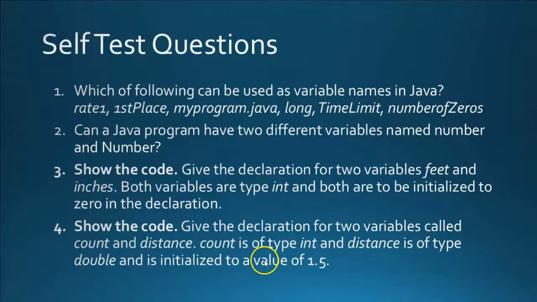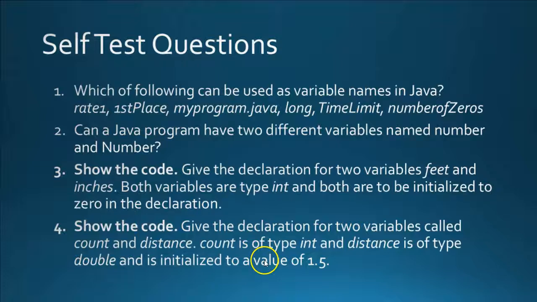All right, we've made it to the self-test questions. So here we go, folks. Number 1, which of the following can be used as a variable name in Java? Rate 1, first place, myprogram.java, long, time limit, number of zeros. When you're doing that, make sure you are looking at the ones that are also following our conventions for camel casing. Number 2, can a Java program have 2 different variables named number and Number?